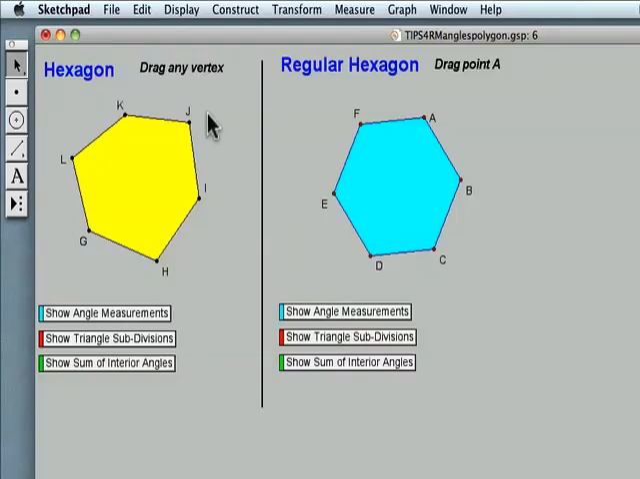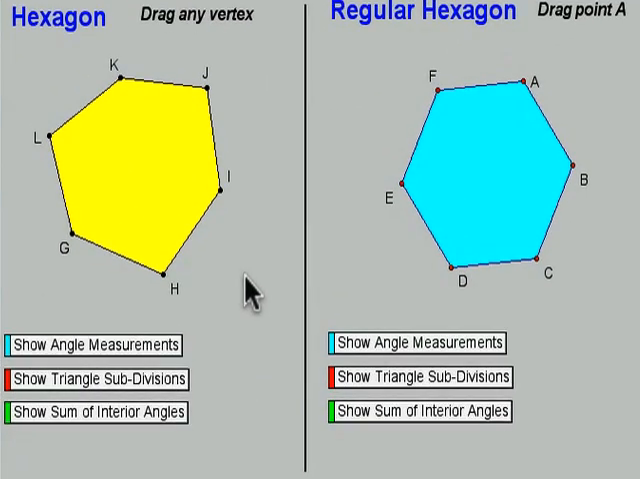Here we have two different hexagons. We've got just a plain hexagon formed with various side lengths, and we've got a regular hexagon, which means that all of the side lengths are the exact same measurements. Let's take a look at the first hexagon here.